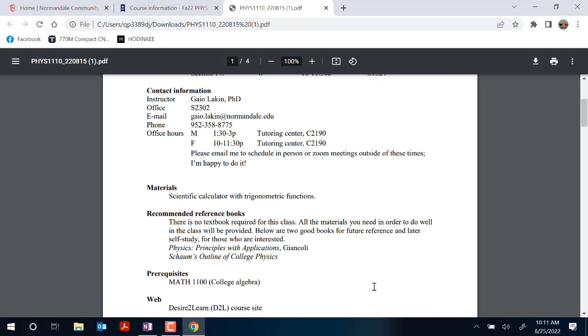There's no textbook for this class. Everything you need will come through the lecture videos, the class meetings, and the notes and stuff that I give you. So the only material you need is a scientific calculator. So just a calculator that has trigonometric functions. That's what you need. It needs sine and cosine.